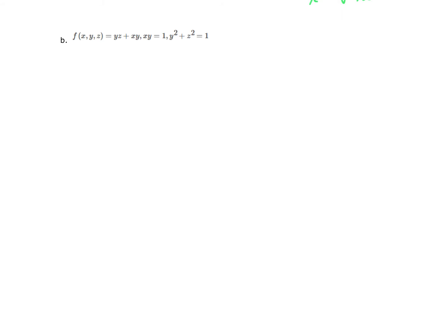So the first thing I'm going to do is find my gradient of f. So this is f of x, y, and z. I'm going to do my first derivative with respect to x, which is just going to be y. My derivative with respect to y is going to be z plus x. And then my derivative with respect to z is going to be y.